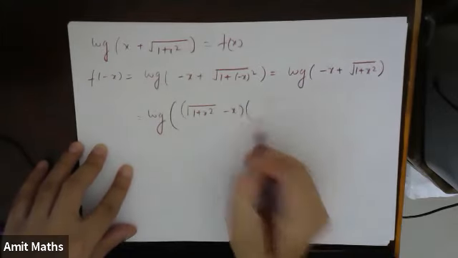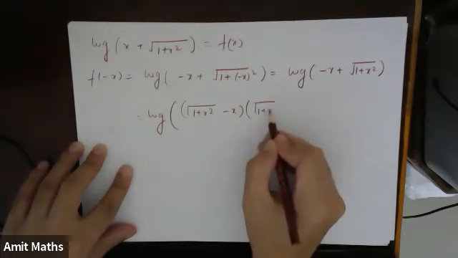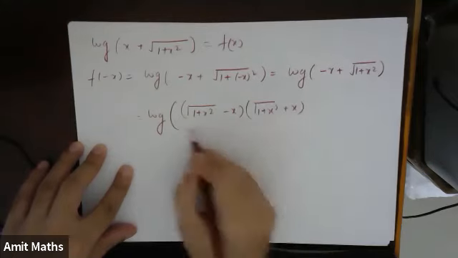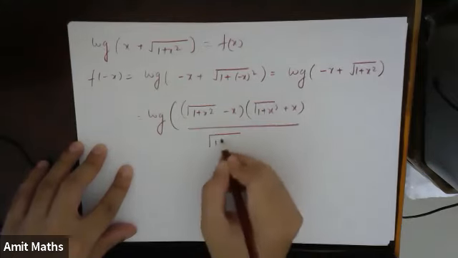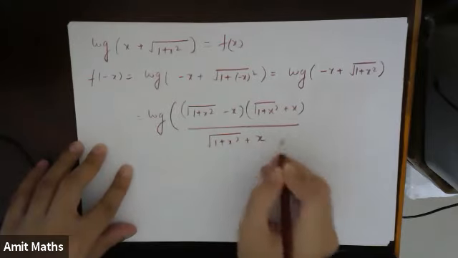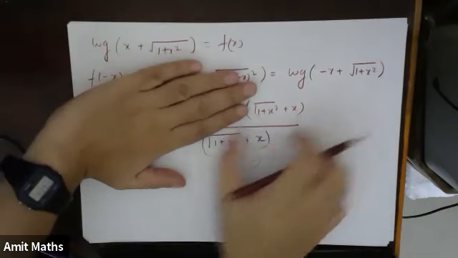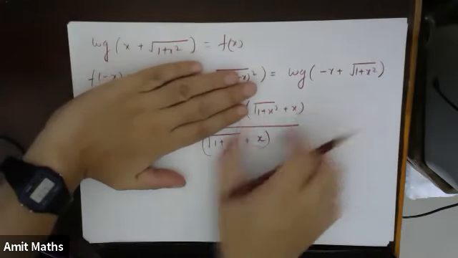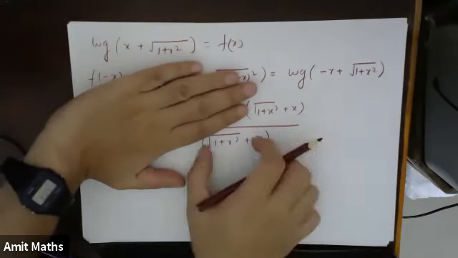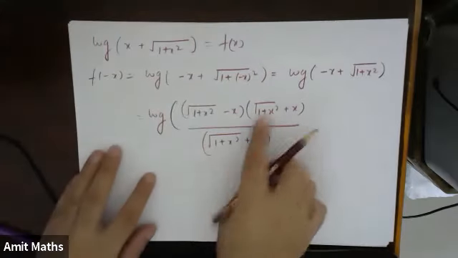I'll multiply by root of 1 plus x square plus x upon root of 1 plus x square plus x. But this is a non-zero quantity. No matter what x is, this will never be equal to 0. So this is a non-zero quantity.